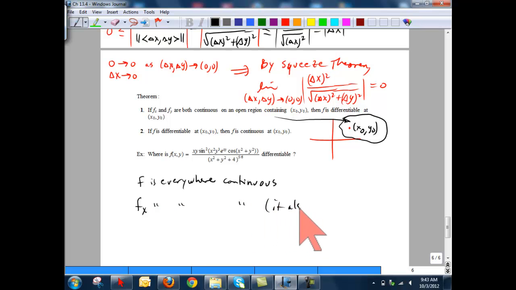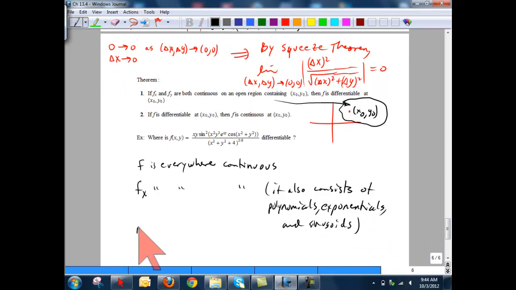It also consists of polynomials, exponentials, and sinusoids. And then by the same argument, the first partial with respect to y is everywhere continuous.